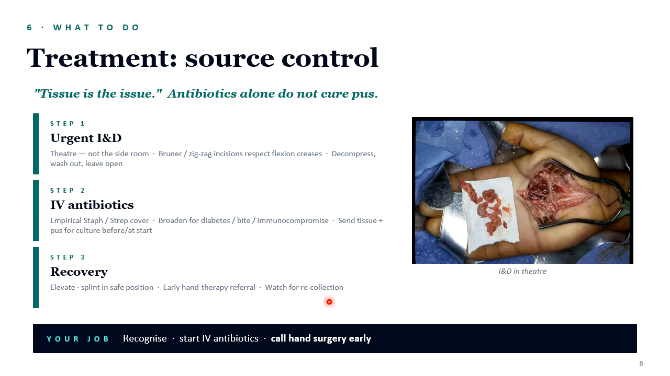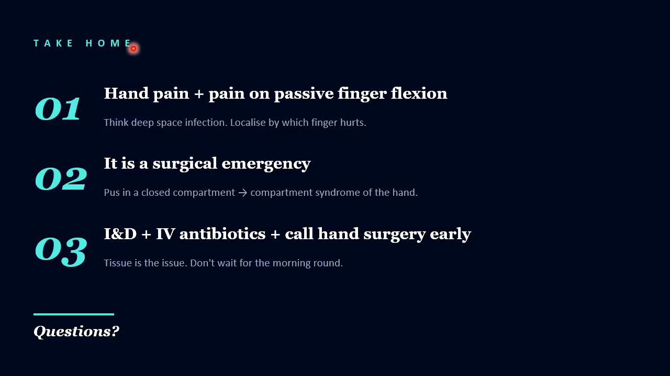to attain definitive coverage. To summarize, your job is to recognize, start the IV antibiotics, and call hand surgery or your senior early. The take-home messages are: if you see a patient with a very swollen hand or hand pain and pain on passive finger flexion, think of a deep space infection and try to localize it based on how it looks and which finger is triggering the most pain. Please understand this is a surgical emergency.